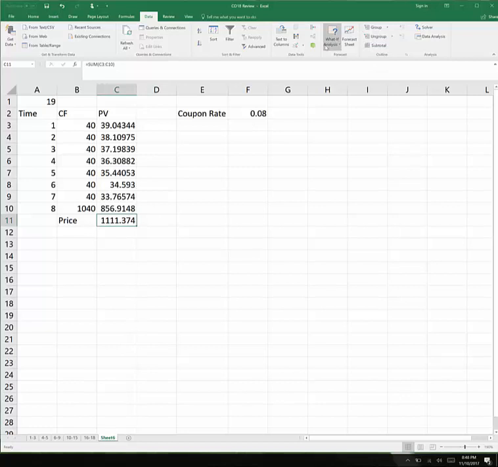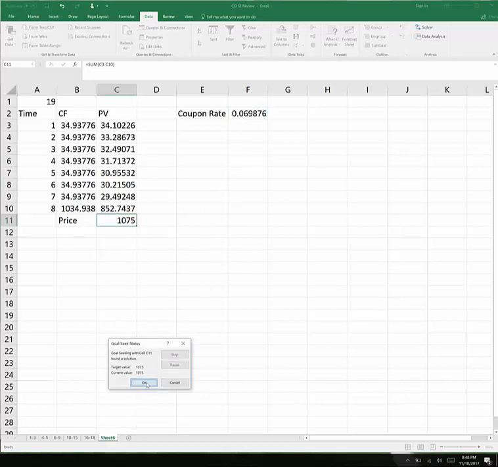But let's use goal seek again. We're going to set that price equal to 1,075 by changing the coupon rate, and we get the 6.98%. So if this bond pays a 6.98% coupon, given a discount rate, the time remaining to maturity, that's the coupon rate we need for the 1,075 price.